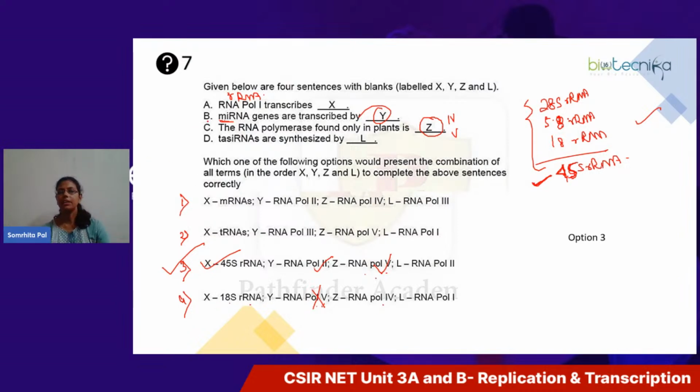Because when you study about the miRNA, you will have to study about the polymerase too. Because miRNA have a specific gene from where the miRNA is produced, unlike the siRNA, right? So they are normally transcribed by your polymerase too. I hope it is clear.